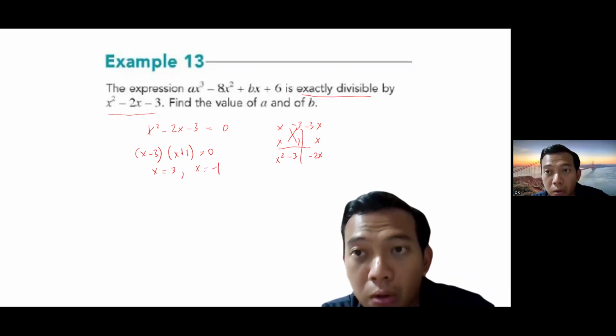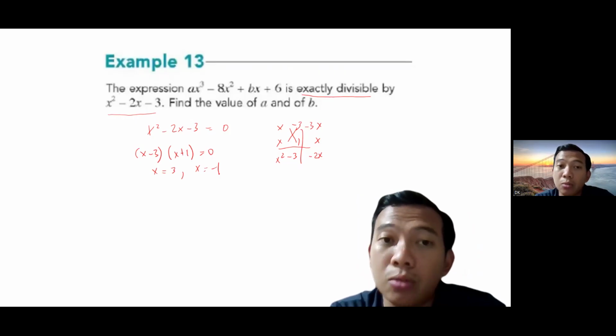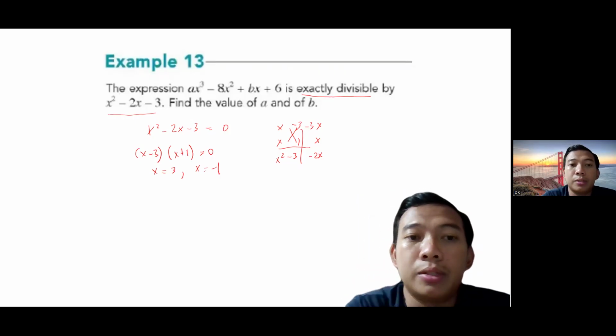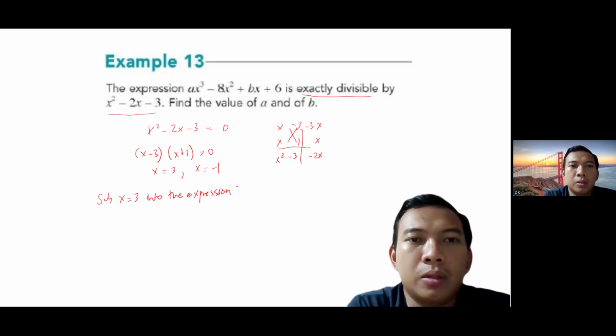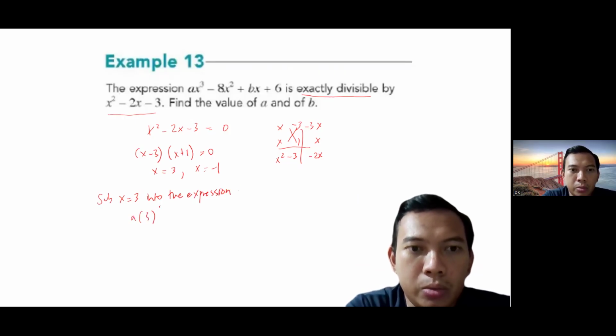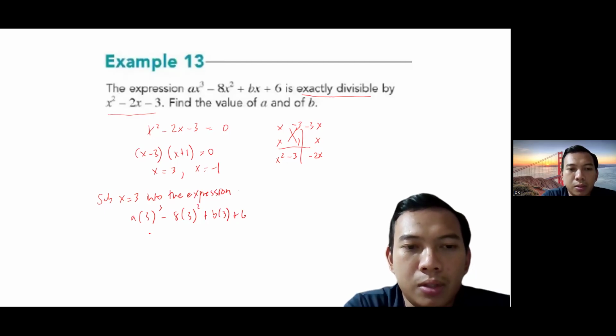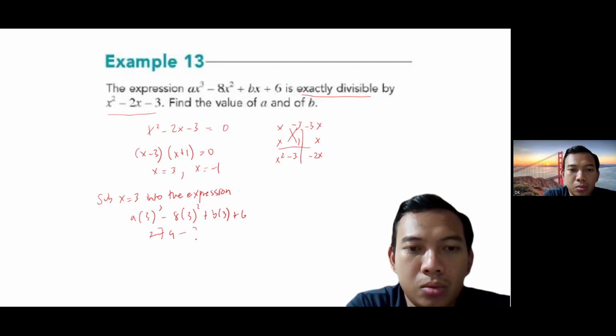These are the values of x that you need to put inside your expression. So substitute x equals 3 into the expression: a times 3 cubed minus a times 3 squared plus b times 3 plus 6. So 27a minus 9, 3 squared is 9, 9 times a, 9a, plus 3b plus 6.